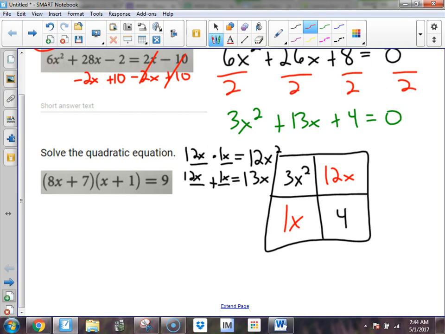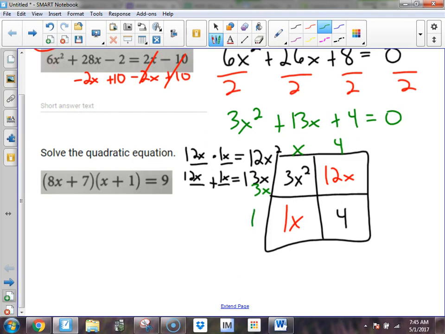Remember, the next step is to take the greatest common factor of the first two terms, or that first row. What's the biggest amount I can divide that top row by? 3x. Don't forget the x. Okay, so we got 3x. And we know 3x times what would give me 3x squared? 1x. Don't even really need the 1. 3x times what would give me 12x? 4. X times what gives me 1? 1.